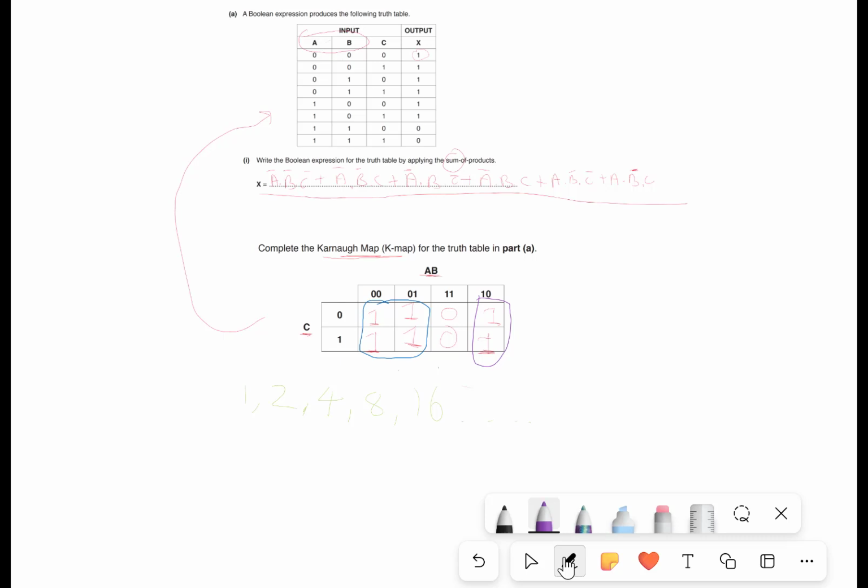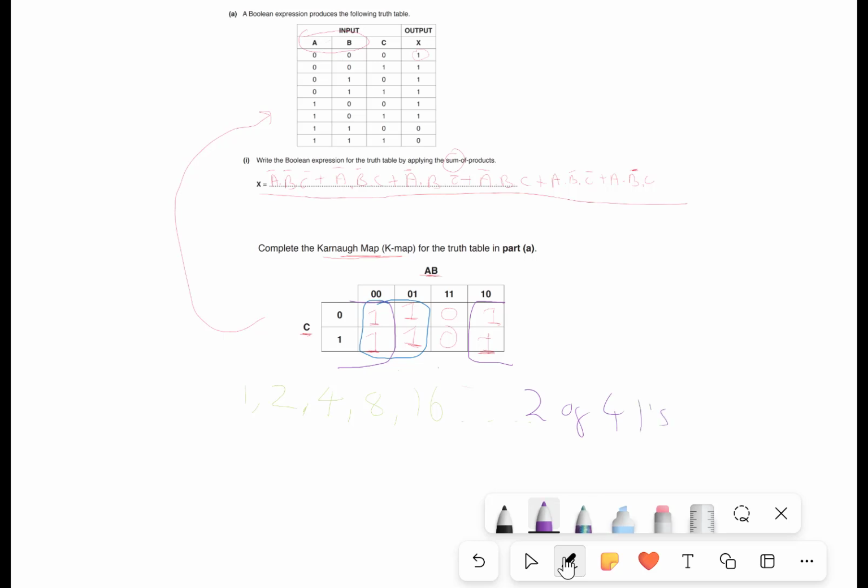Actually, what we can do is, in a K-map, it can perform a wrap. So we can actually do this. I'm going to take these two, and I'm also going to include these two to create another group of 4. And therefore we've got 2 groups of 4 ones at the moment.